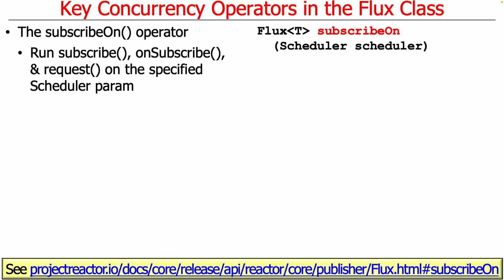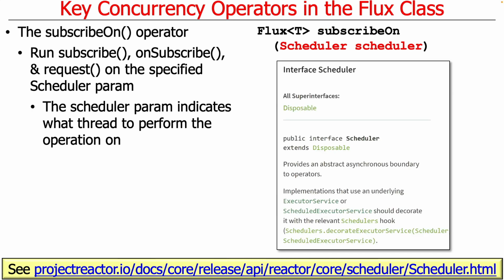And you'll see that this is used to run the various methods that are part of the Flow API, like subscribe, onSubscribe, request, and so on, on the specified scheduler that's given by the scheduler parameter. So the scheduler parameter indicates what thread to perform the operation on. And you can have a thread pool, so it could be a set of threads, not just one. OK, a couple of interesting things here.